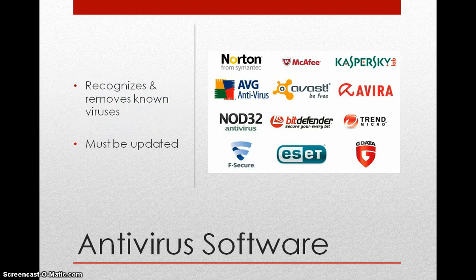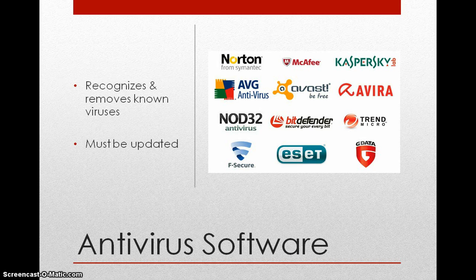Antivirus software is installed on a computer system. It recognizes and removes known viruses, but it has to be updated. So your firewall settings that we just talked about would interact to allow the service and the software of the antivirus to communicate out to the internet to get the latest updates.